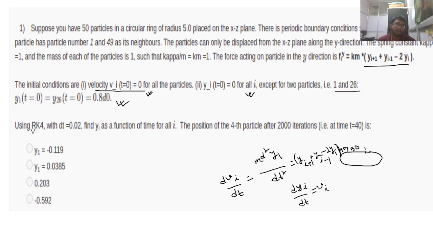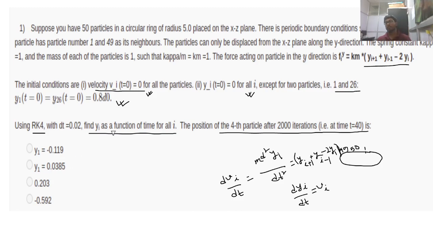And then you have to use the RK4 method with dt, the time interval, to be 0.02. We have to find yi, that is the displacement of the ith particle, for each i as a function of time. The position of the fourth particle after 2000 iterations has to be calculated, and we have to check which one of the options is correct.